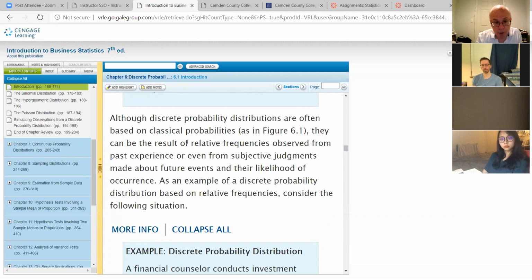Discrete probability distributions are often based on classical probabilities, but they don't have to be. There are some famous ones that we'll talk about, in particular the binomial. If we don't get to it today, we'll definitely get to it on Thursday. And then we'll also talk about a couple of other ones, which tend to show up here and there. We'll mention those next time.